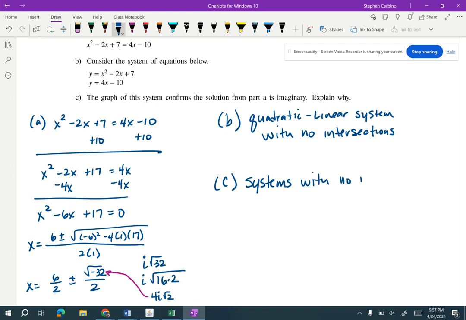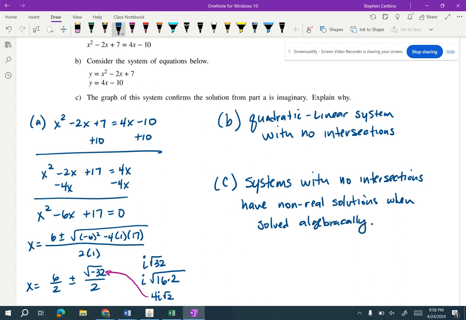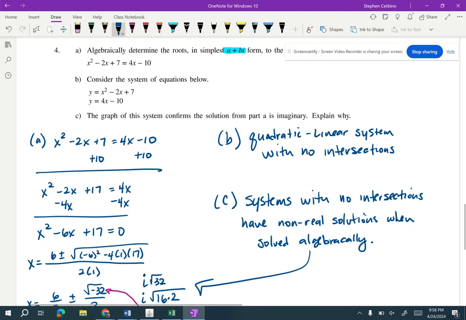with no intersections have non-real solutions when solved algebraically, which is what we saw. Because even though these look different, this is how we would solve that system, right? If you solve a system, you replace y with what it's equal to, you'd set these equal to each other, which is what they did in step A.